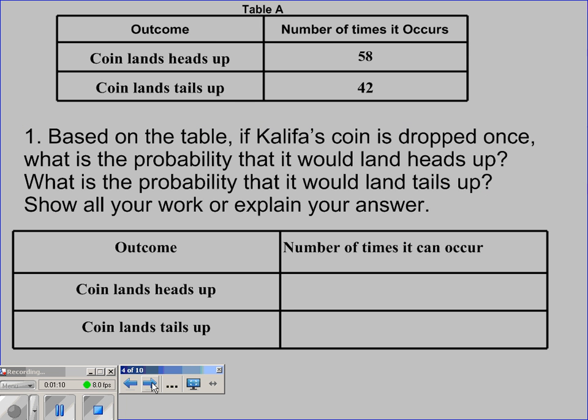1. Based on the table, if Khalifa's coin is dropped once, what is the probability that it will land heads up? What is the probability that it will land tails up? Show all your work or explain your answer. There are two possible outcomes, getting heads up or getting tails up. To get either outcome by dropping a coin, there is a 1/2 or 50-50 chance.